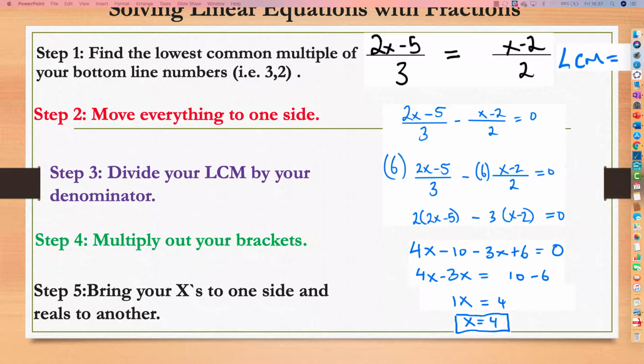Alright, solve that for x. First things first, what we did over here is we figured out what the lowest common multiple is. The lowest common multiple for this was 6. Why was it 6? Because the lowest number that 3 and 2 have in common is 6. So we figure out the lowest number that 2, 3, and 2 have in common. What's the lowest common multiple here? 6, yeah. So we're going to multiply, like we did last time, this by 6, this by 6, and this by 6, to get rid of all these bottom numbers. Is that right? Have a go at that.